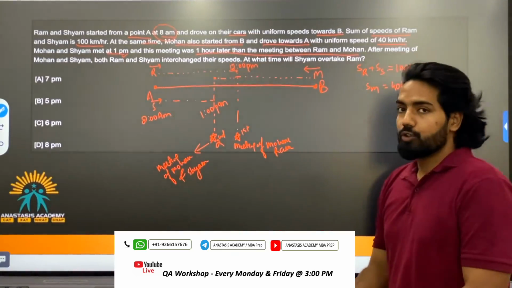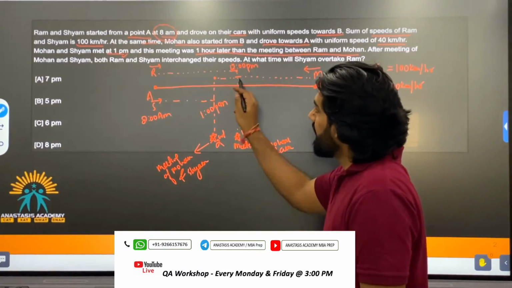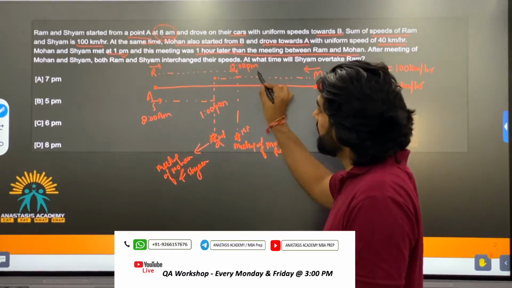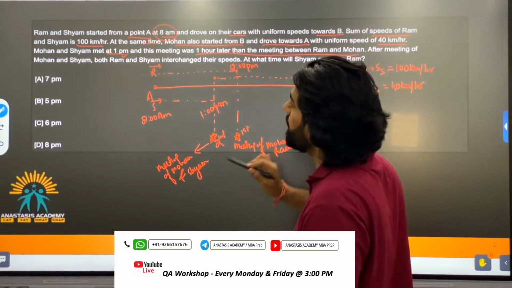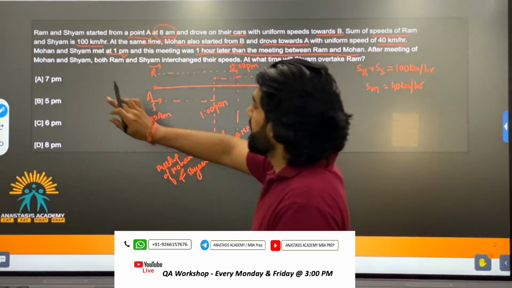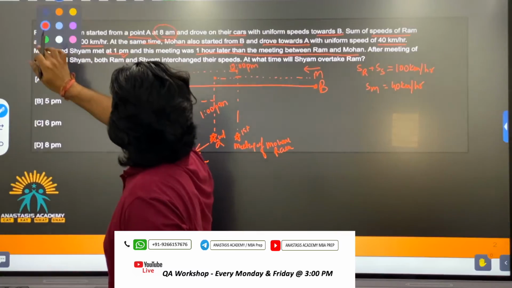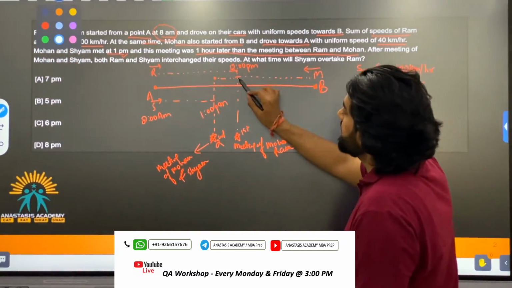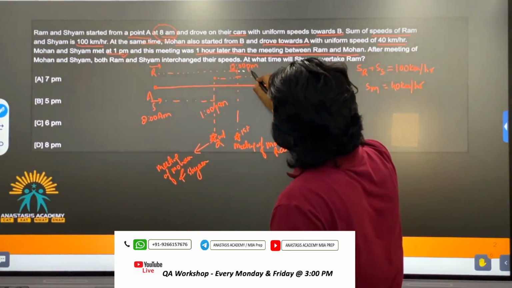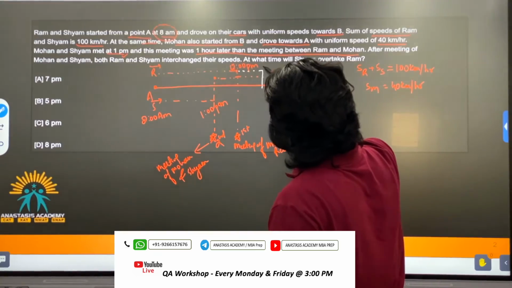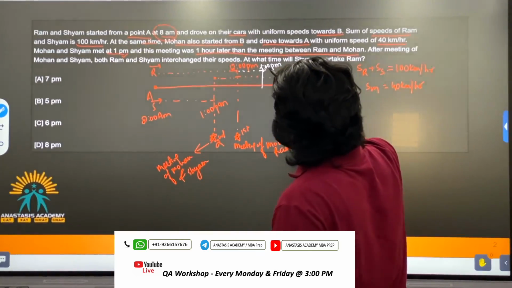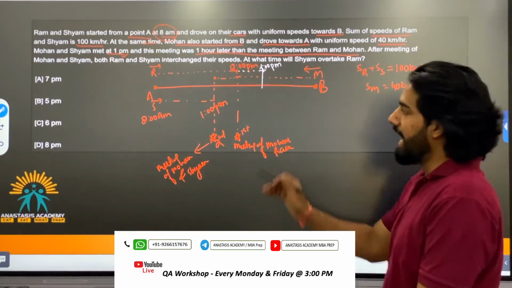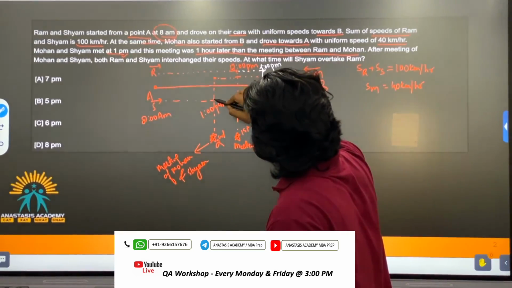Okay. So in this 1 hour, Ram would have moved some distance from this point. So in this 1 hour, Ram has moved till this point. At 1 pm, Ram is here, right? And at 1 pm, Shyam is here.